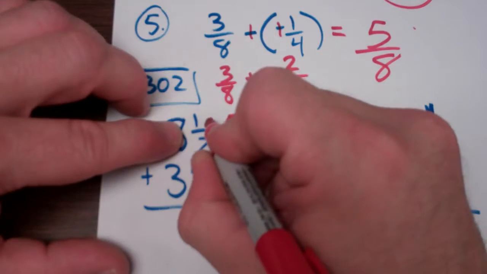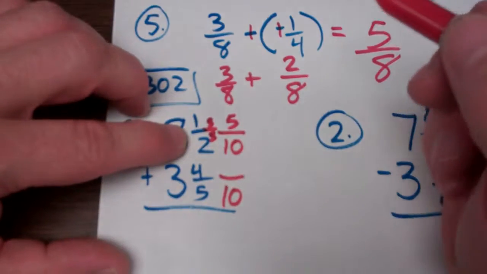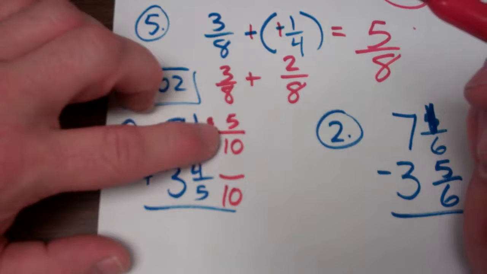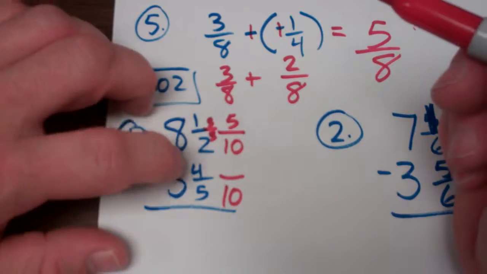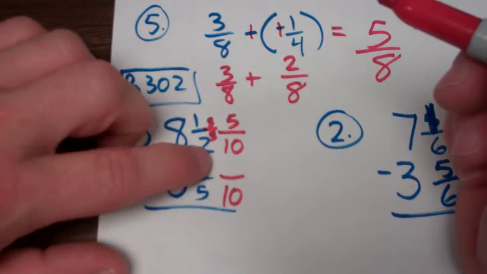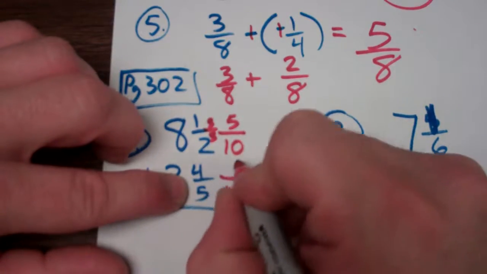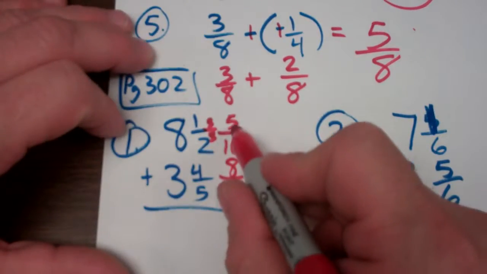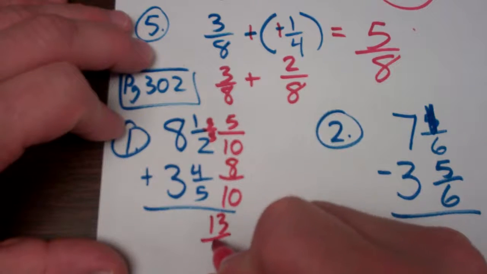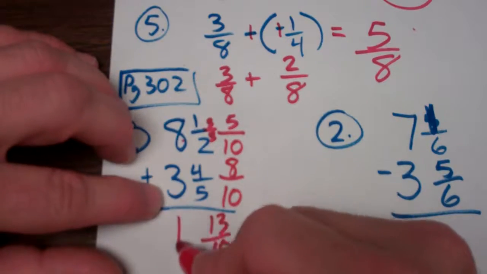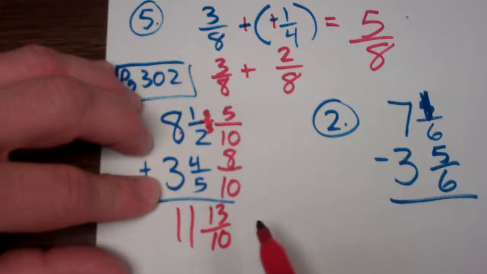Let me remind you why you do that. You're really taking it times 5 over 5, and if you take it times 5 over 5, that's the same as taking it times 1. So here you're taking it times 2 over 2. Times 2, times 2. You're ready to add them. 5 plus 8 is 13 tenths. 8 plus 3 is 11. There's only one problem. We need to simplify, right?